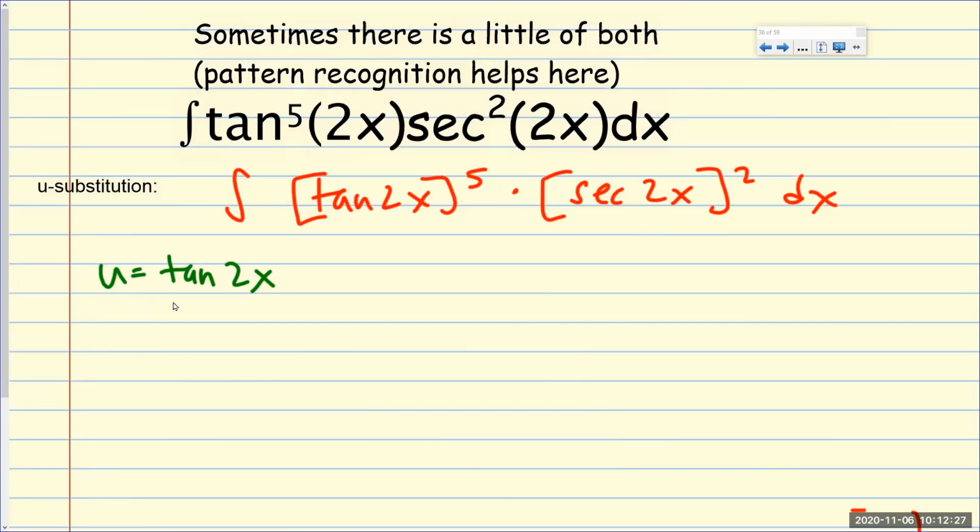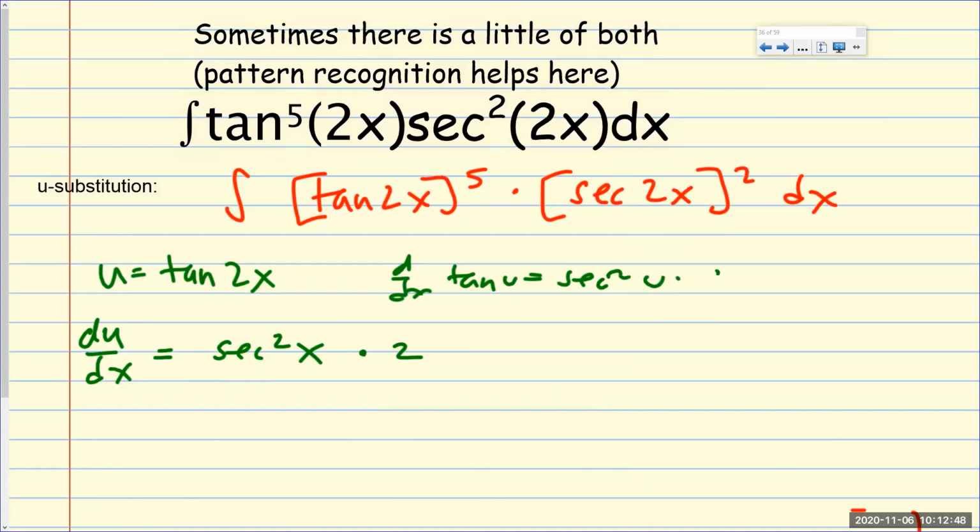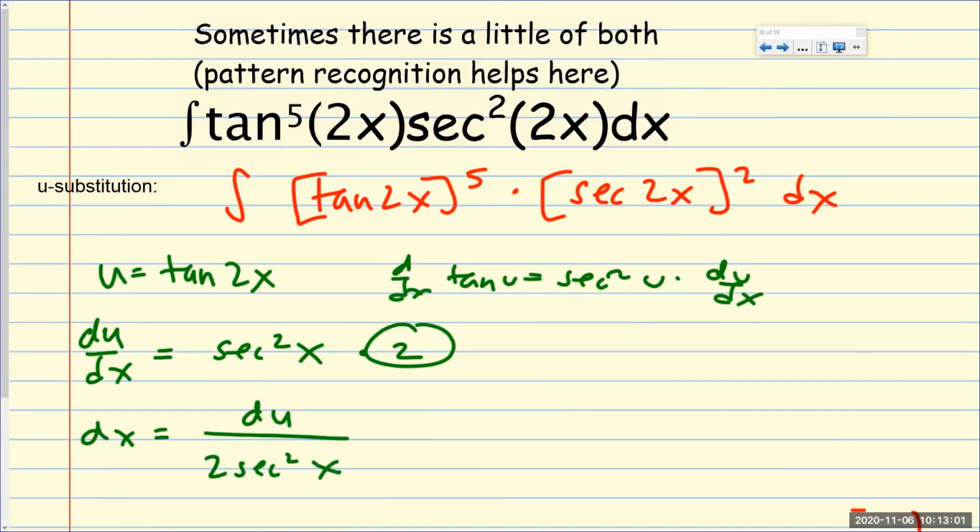Okay. The derivative of tangent 2x is secant squared 2x times 2. Right? Do you guys remember this? Because the derivative of tangent u is secant squared u times du dx. And this right here is the du dx. Okay? You guys good so far? Then you want to solve for your dx. Your dx is going to be du over 2 secant squared 2x. You guys good with that?